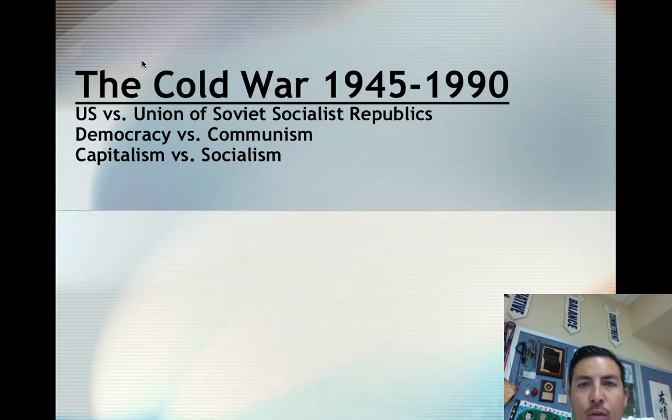All right, so the Cold War from 1945 to theoretically 1990. Some historians will say it's 1989 and the fall of the Berlin Wall. But there's some big themes. It's basically the United States versus the USSR. Now, notice it doesn't say just the Soviet Union. It doesn't say the word Russia anymore.